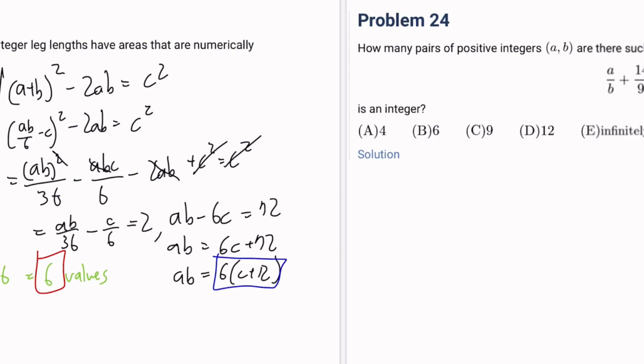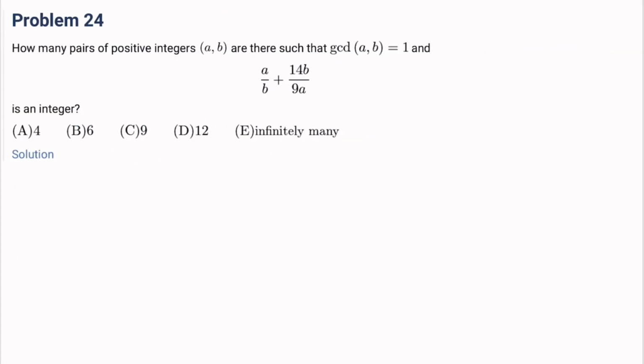It's A. Number 24. How many pairs of positive integers A, B are there such that GCD of A, B equals 1? And this is an integer. So first of all, since GCD of A and B equals 1, that means A and B are mutually prime.